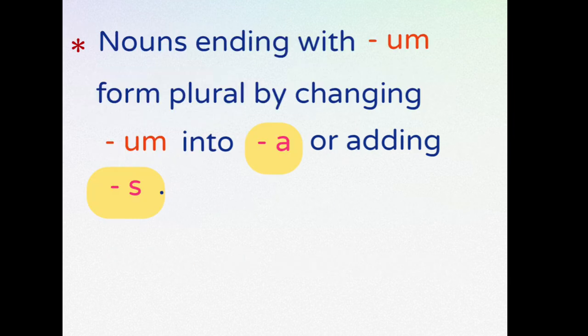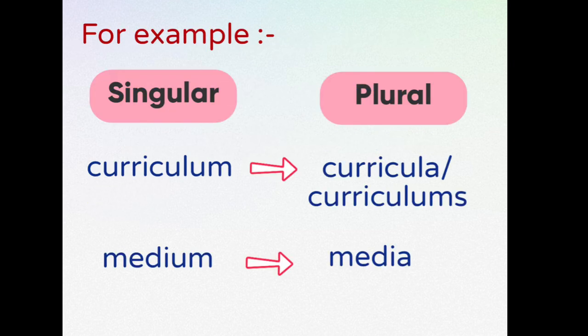Next rule is nouns ending with um form plural by changing um into a or adding s. So let's have a look at some examples related to this. For example, curriculum. It is ending in um, so either a is added, removing um it will become curricula, or s is added to curriculum, making it curriculums in its plural form. Second example, medium, again ending in um, it becomes media in its plural form.